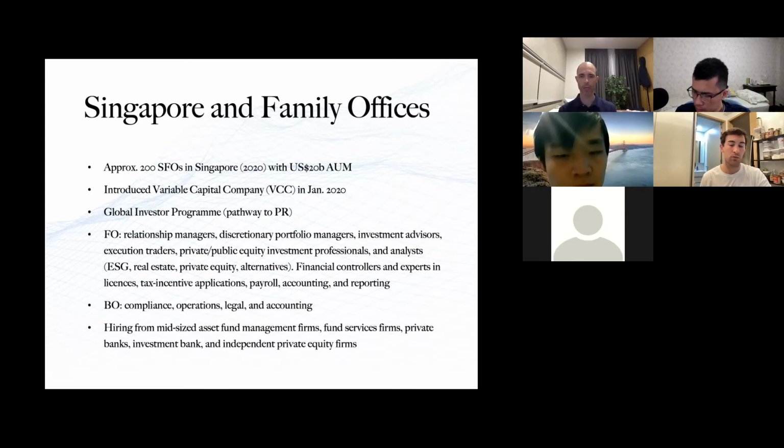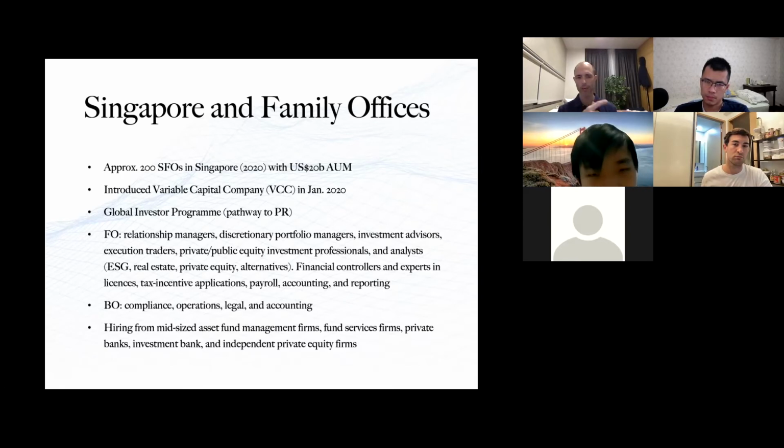They're looking for investment advisors, traders, public and private equity investment professionals, analysts in various industries, and of course, also financial controllers, folks who can tax optimize for them, and then the back office. Also, you have payroll, accounting, and then compliance, legal, and operation support. And as I mentioned just briefly a little bit ago, oftentimes they hire from mid-size asset management firms, fund services firms, private banks, investment banks, and independent private equity firms.